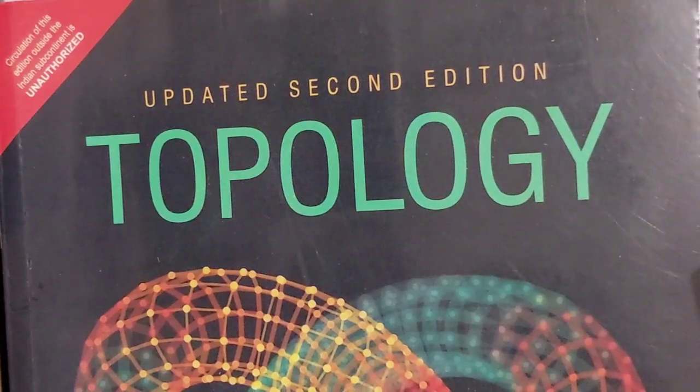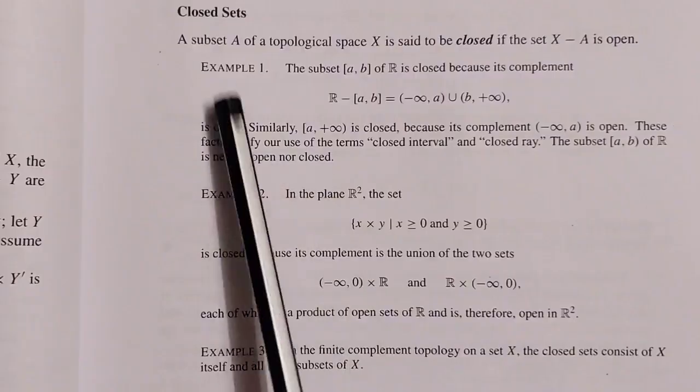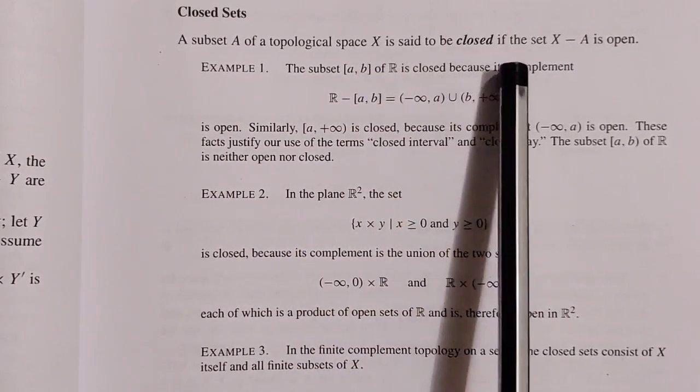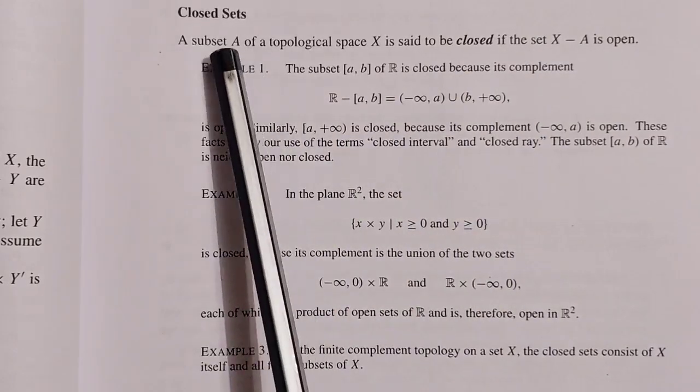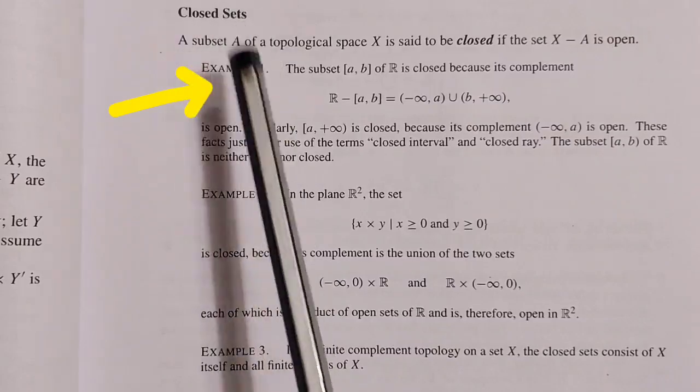Let's start with the topology, in which we are going to cover closed sets and limit points exercise. Start with the definition of a closed set. A subset A of a topological space H is said to be closed if the set H minus A is open. That is, A is closed if its complement is open. That's what a closed set definition is.